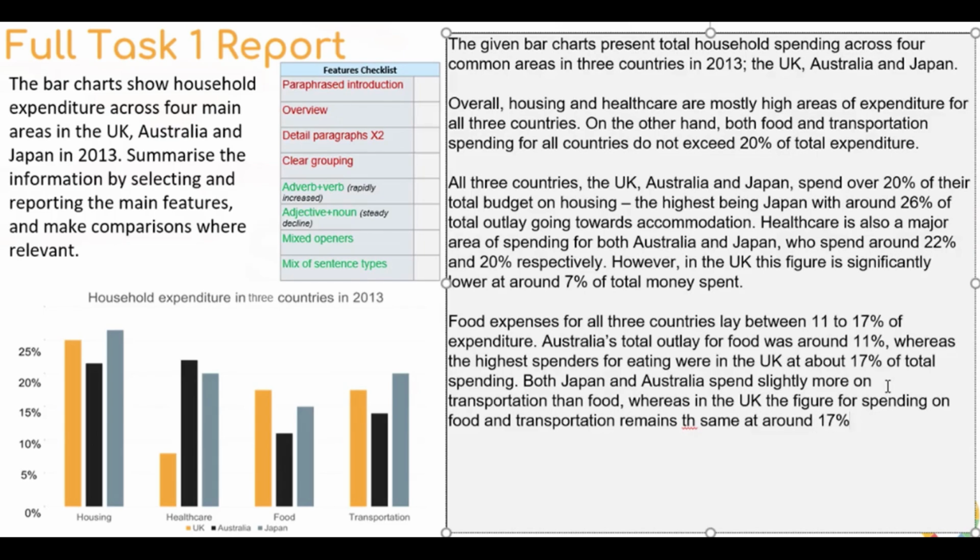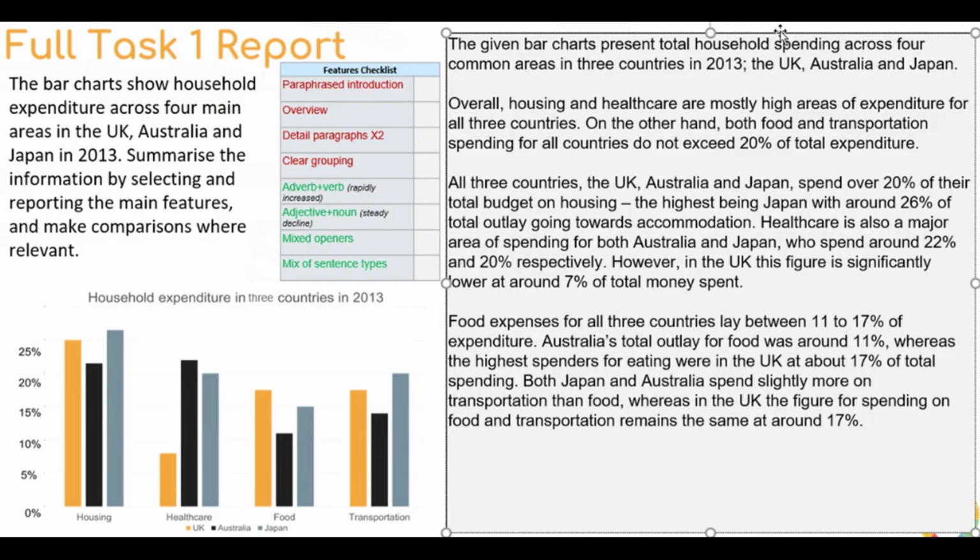17%, and I've just noticed a slight spelling mistake there. Okay, so let's read this second bit back. Both Japan and Australia spend slightly more on transportation than food, whereas in the UK, the figure for spending on food and transportation remains the same at around 17%, and this is just giving a bit more detail and specific figures. Okay, so that's my second detailed paragraph complete.